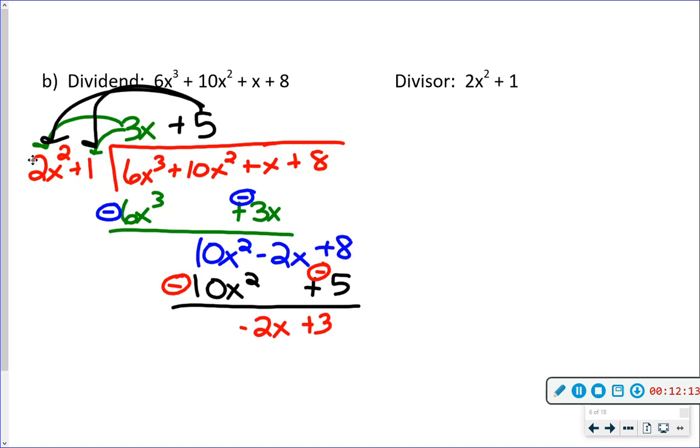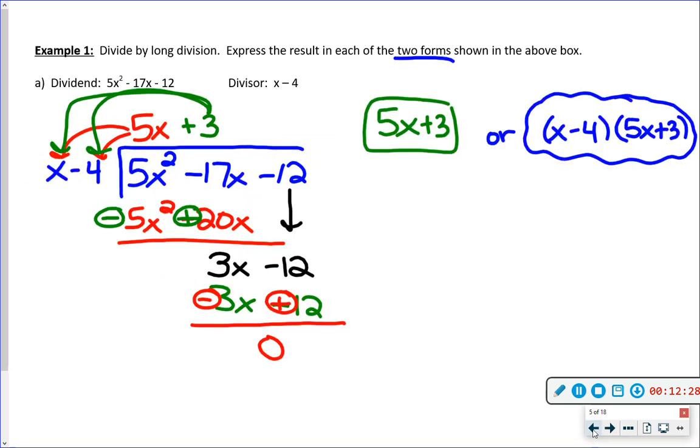What's the exponent or the degree of your divisor? 2. Degree of this? 1. It's smaller. So if I'm going to knock a squared down to a first, I'd have to use a negative exponent, and we never want to leave our answers with negative exponents. So I'm done. Now, how do we write the answers?